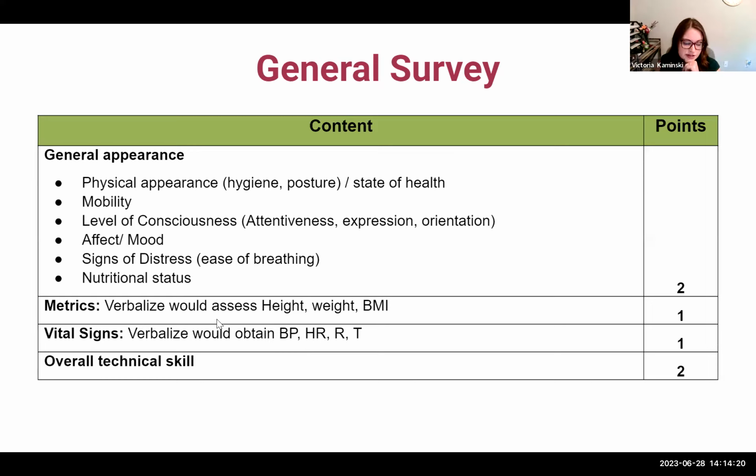In terms of metrics, you're verbalizing that you would assess the height and the weight of the patient. You can make those numbers up, or you can ask them on camera and estimate their BMI. And then vital signs, you're going to verbalize obtaining these. You do not physically need to show us obtaining the heart rate, oxygen level, temperature, or blood pressure. For overall technical skill and making sure that you ask all of those questions, we give you an additional 2 points for your general survey.